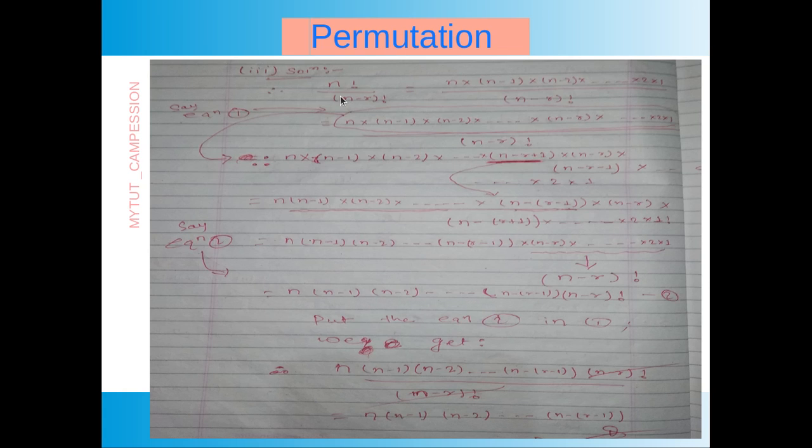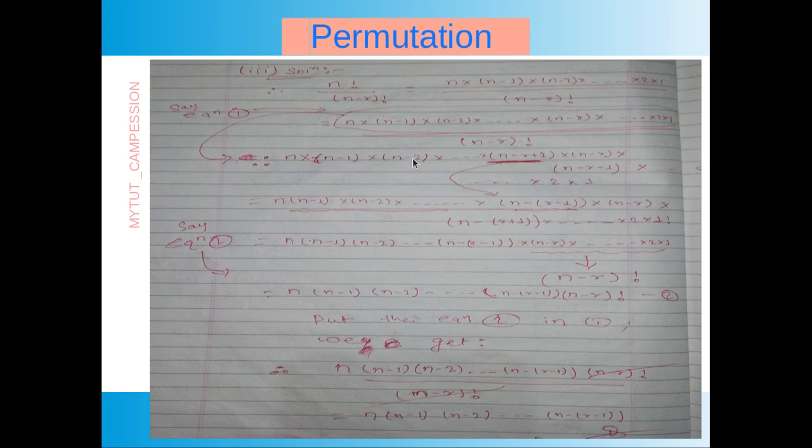Now n factorial divided by n minus r factorial equals n into n minus 1 into n minus 2 into dot dot dot 2 into 1 divided by n minus r factorial. Now we can expand this, written in this way: n into n minus 1 into n minus 2 into dot dot dot n minus r term lies between here and into dot dot dot 2 into 1, now divided by n minus r factorial.